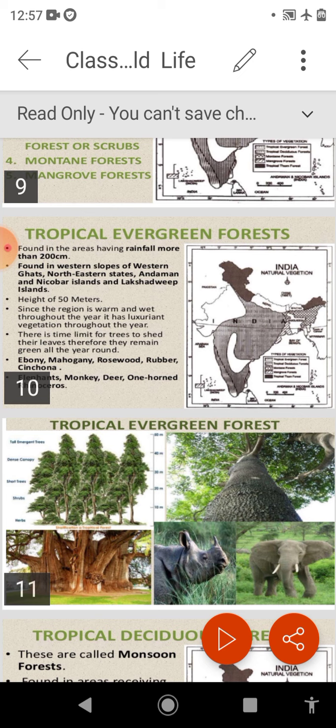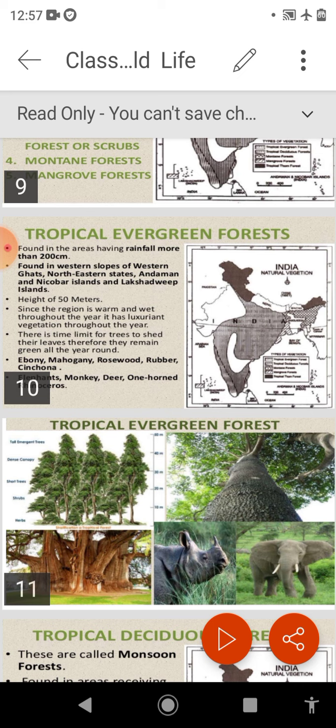Before going to new topic, let us discuss about some of the important trees which are economically beneficial. They are ebony, mahogany, rosewood, rubber, and cinchona.